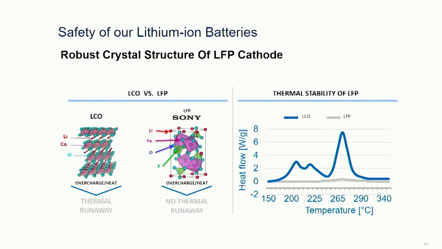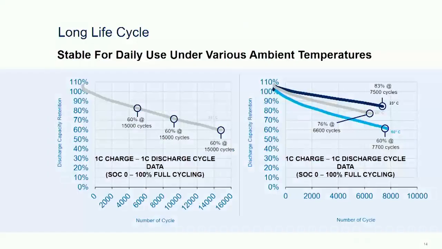So safety is an issue. We can see that sometimes there are fires, like with iPhones or others. So safety is the key. We are resolving the safety by using iron phosphate or other very safe materials. Cycle life is key also.